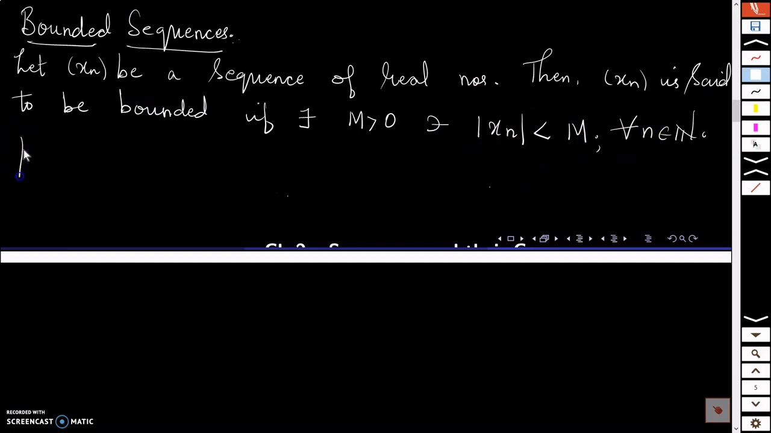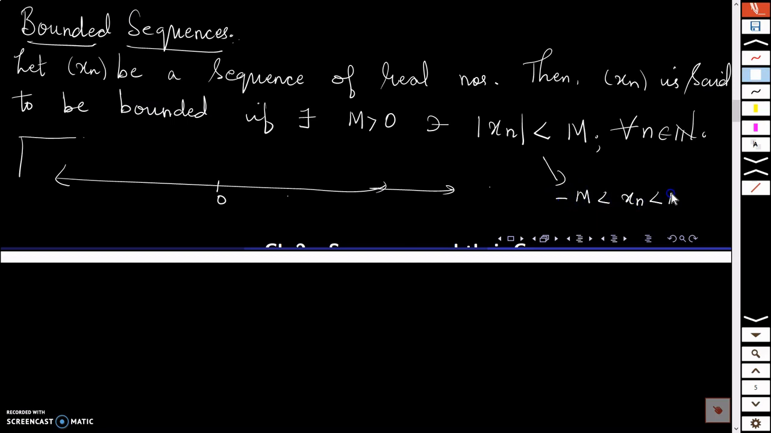So geometrically speaking, what does it mean? If I have a sequence xn, let's say this is 0, and some terms are on this side, that side, anywhere, then if you look at this expression, mod xn is less than m, I can rewrite this using one of the properties of absolute values as minus m is less than xn is less than m for all n. So I have a positive real number m here, and its negative will be exactly at a distance m on the left of 0, and all the terms of the sequence xn are between these 2 points, minus m and m.